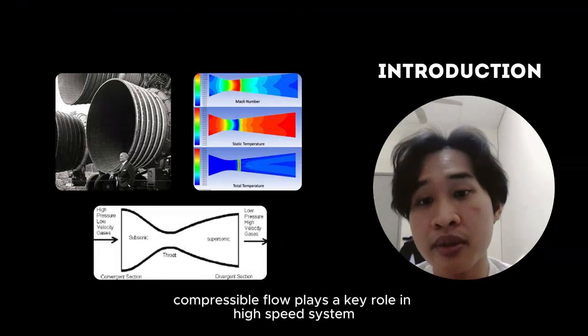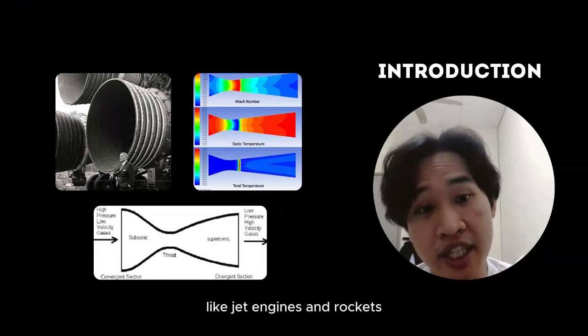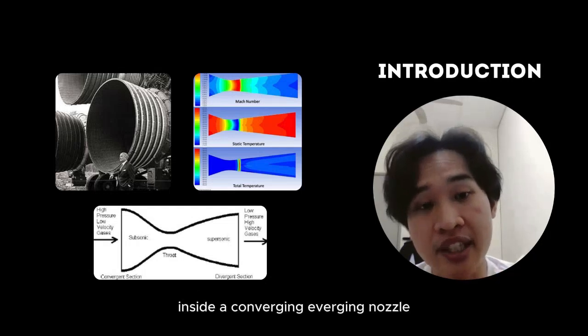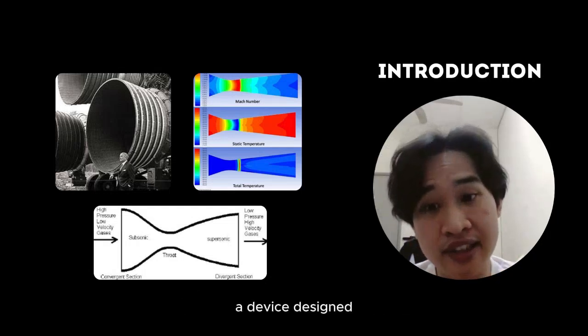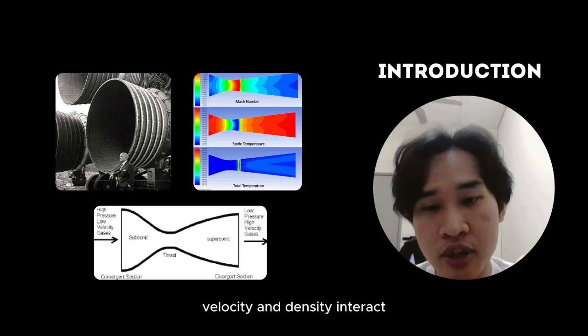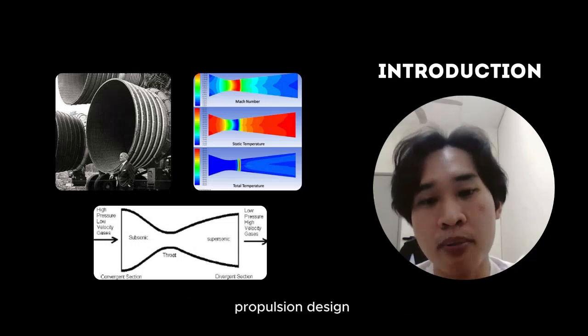First of all, compressible flow plays a key role in high-speed systems like jet engines and rockets. This project uses computational fluid dynamics to study how gases behave inside a converging-diverging nozzle, a device designed to accelerate flow to supersonic speeds. Understanding how pressure, velocity, and density interact in these nozzles is crucial for efficient propulsion design.